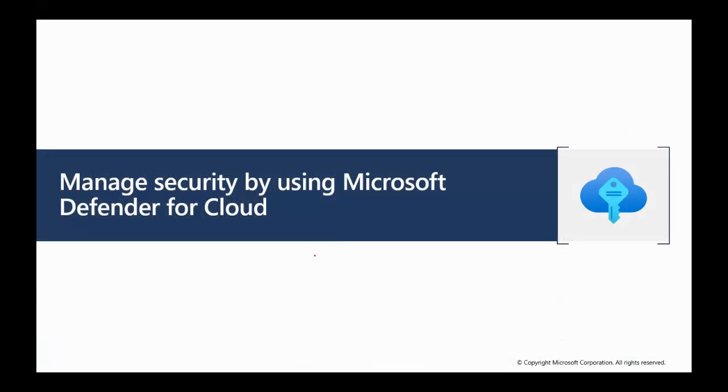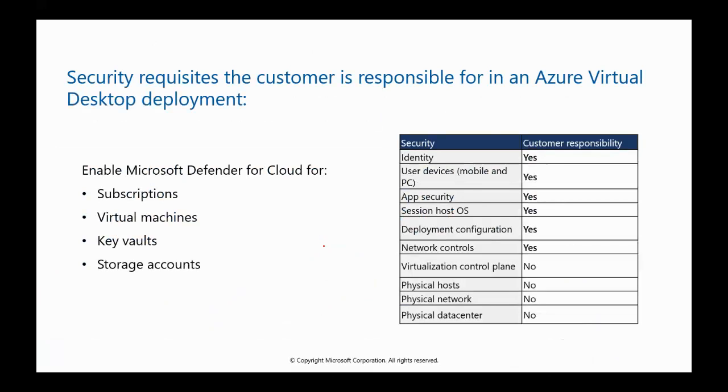Additional security measure or additional security component is the Microsoft Defender. As you know, you can enable Microsoft Defender, and it can be applied and used to control the users, the subscriptions, the virtual machines, and the key vault, and the storage account. You can apply all these controls over them, and you can get the security for the identity. It can secure the identity. It also can secure the devices the users are using. It can also protect the application. It can protect the host. Of course, if I wanted to protect the host, there are some additional agents that should be installed on the hosts, and it can also protect the deployment configuration, the network configuration, or the network controls.